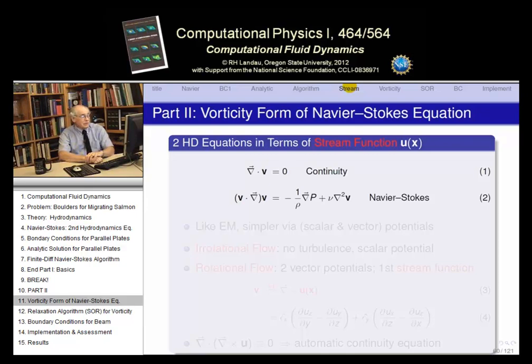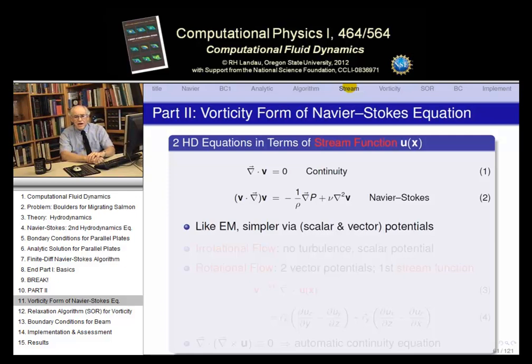Equation 1 is the continuity equation. Equation 2 is the Navier-Stokes equation. In vector form, they look very nice here, but of course, they could be complicated. And if you remember E and M, E and M and computational fluid dynamics are very similar because the equations have similar form and the techniques to solve them are similar.